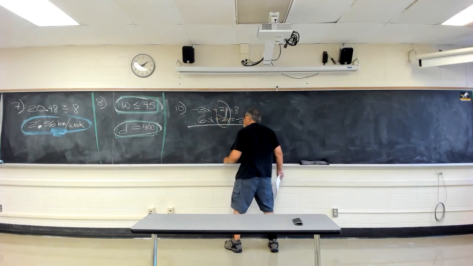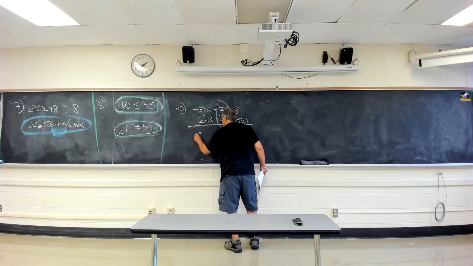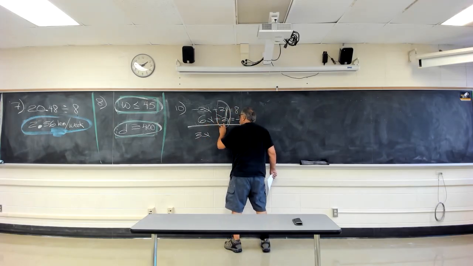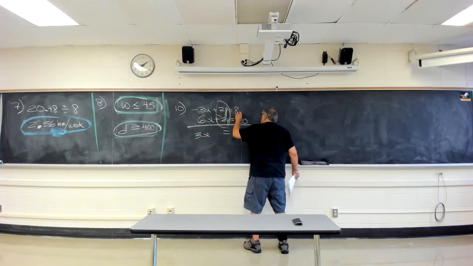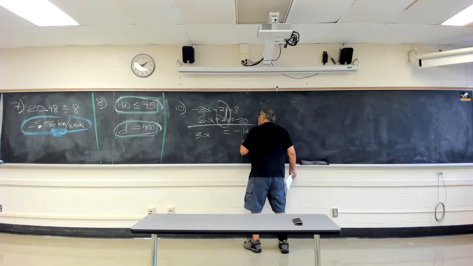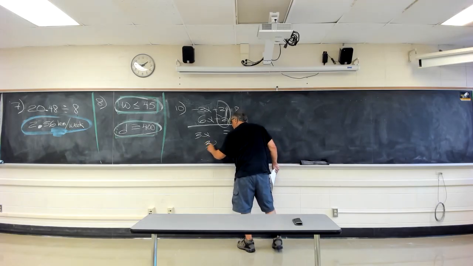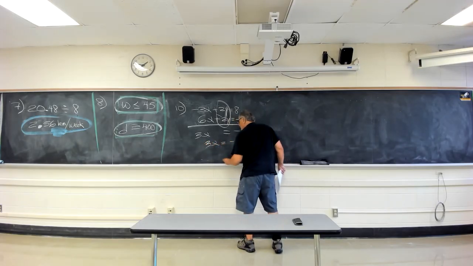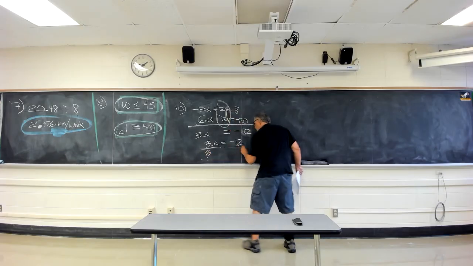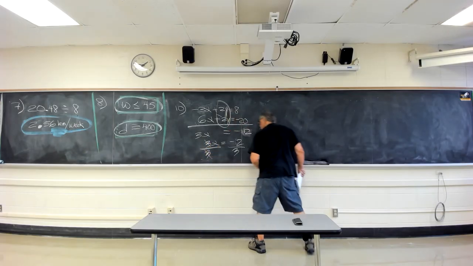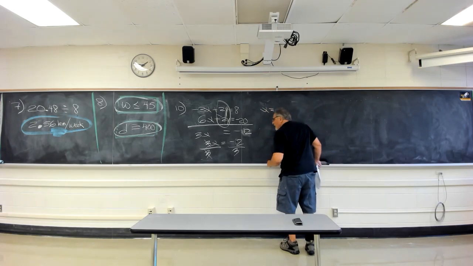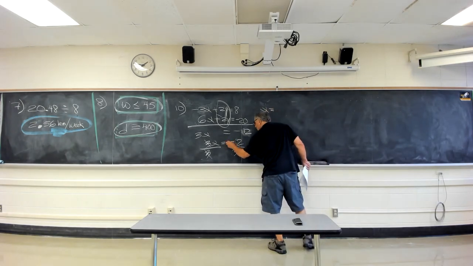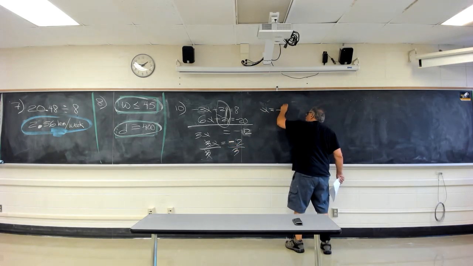Just add both equations. 3x plus 6x is 9x. 2y and negative 2y is 0. 8 and negative 20 is negative 12. Pretty easy to look at this point. Divide by 3 on each side. Negative 12 divided by 3 is negative 4.